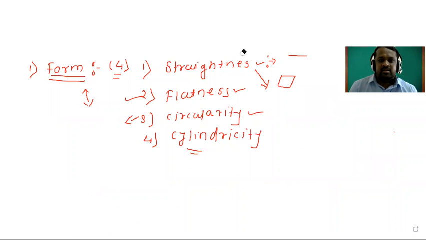Suppose we are having one circle. When can we call that circle a good circularity? Suppose this is the circle and this is the center point. And suppose we have checked the radius in all directions. Suppose the radius in this direction is 20, then it is 20, it is 20, it is 20, and it is 20. Then we can call it circular.